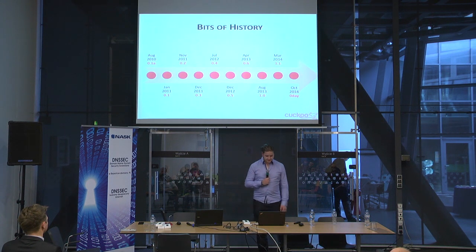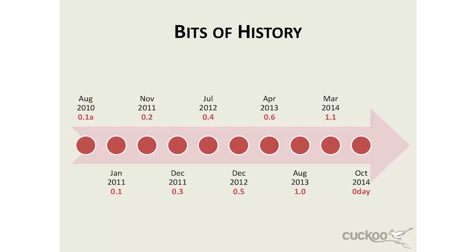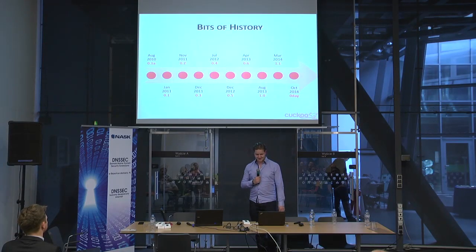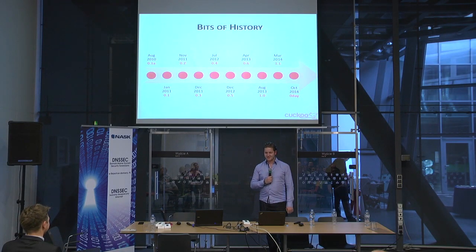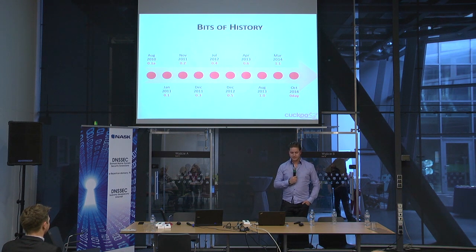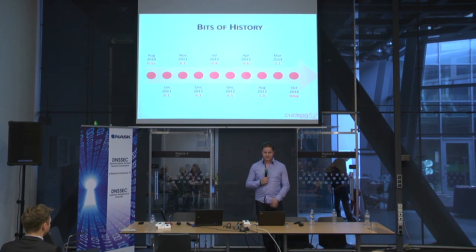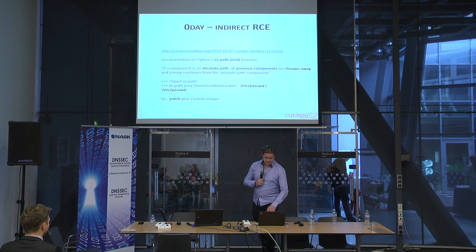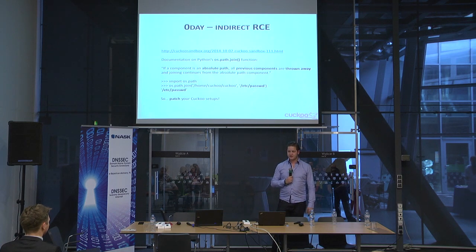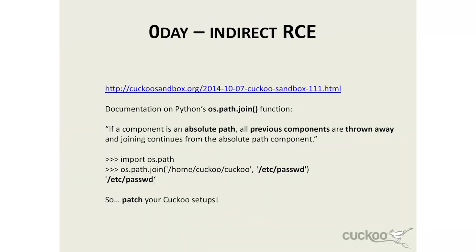So a little bit of history. Four years ago it started. Half a year ago we had release 1.1, and a few weeks ago we had a 0-day. Somebody sent an email to us: hey, this particular function does not work as you think it does. Basically, if you execute a particular sample, he had a Python script, and there's this feature in Cuckoo to upload files from the virtual machine to the host. So it transfers the file from the virtual machine to the host.